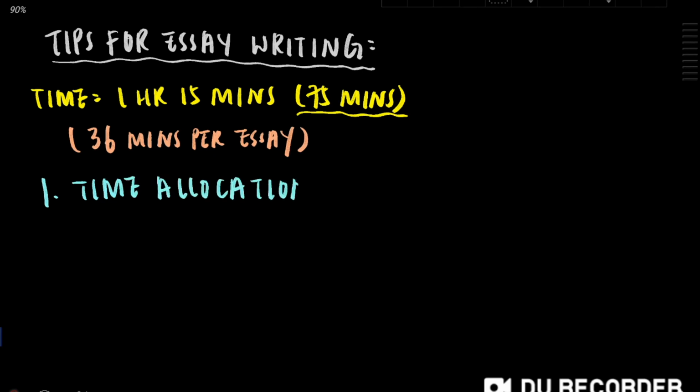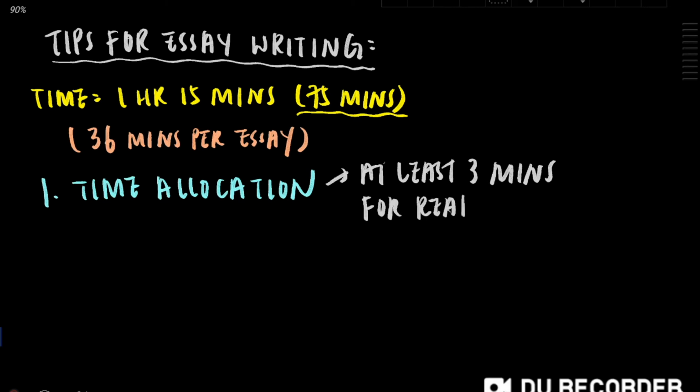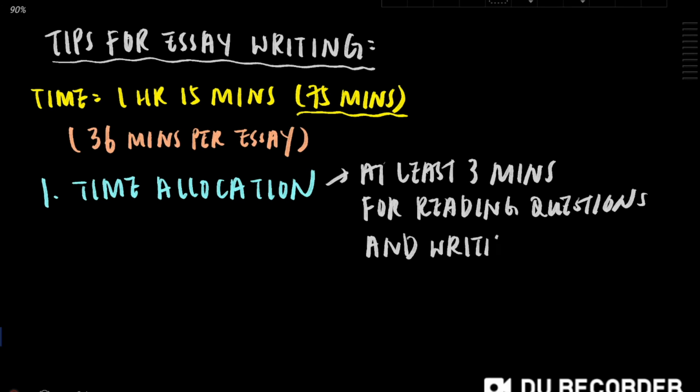So, time allocation is my first tip for you. So you need to manage your time very carefully. You need to spend usually at least 3 minutes for reading different questions. And then during the process, you will need to also write drafts. You need at least 3 minutes for it.